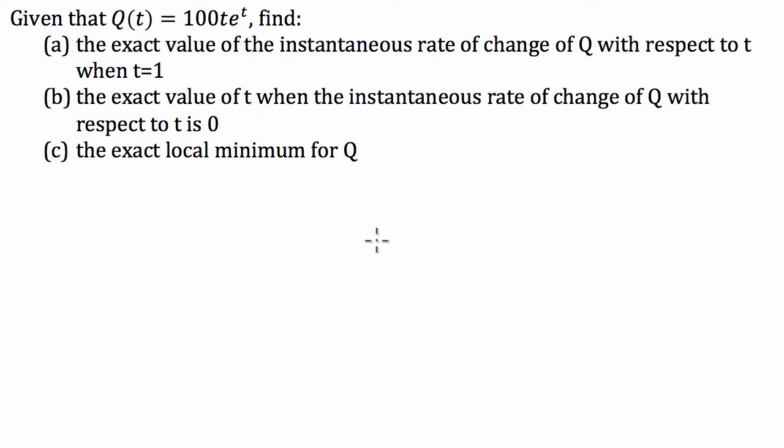G'day guys, we've got an applications of differentiation question today where we've been given a function q of t is equal to 100t e to the t. We've got to find the exact value of the instantaneous rate of change, the exact value of t when the instantaneous rate of change is 0, and the exact local minimum for q. Okay, well let's go about this.